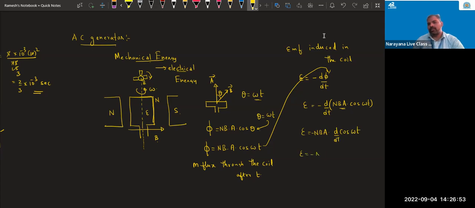So minus N into B into A. For differentiation of cosine, it is minus sine omega t, and again you have to differentiate with respect to omega t. So EMF induced is plus NBA into sine omega t. Omega I will write outside, and d(omega t) by dt cancels out. So EMF induced is NBA into omega into sine of omega t. This is the EMF induced after t seconds.